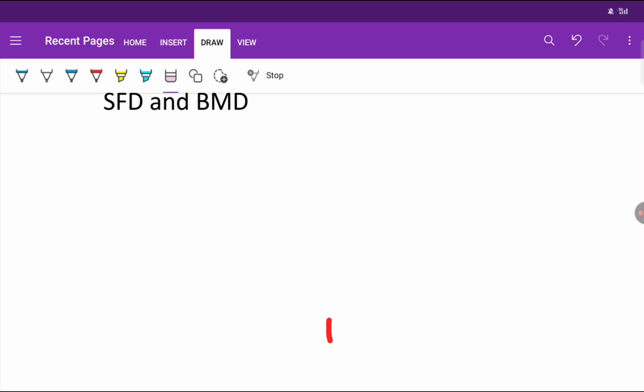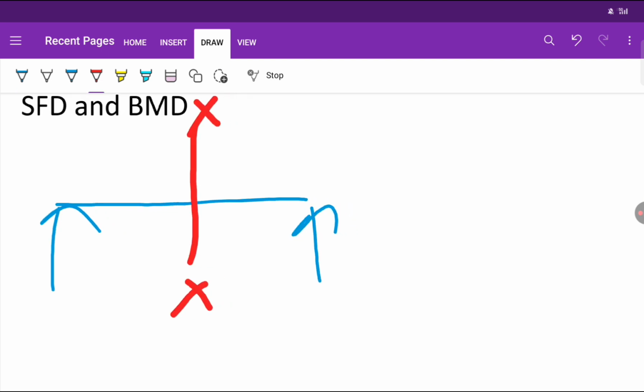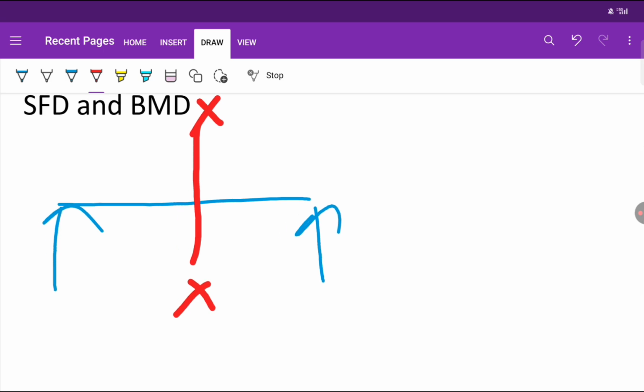Now, to understand the shear force diagram and bending moment diagram, we have to know the sign convention first. So let us know the sign convention. To understand it, we have to consider a beam, and I consider a section here, the XX section. Here I want to move from right to left and I want to calculate shear force.